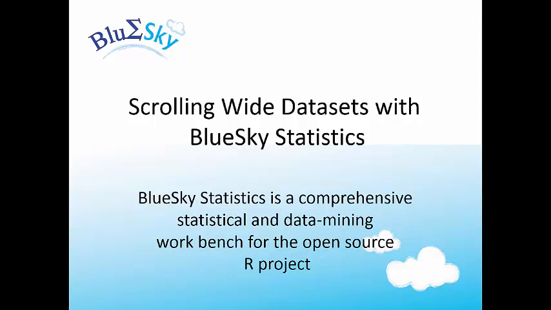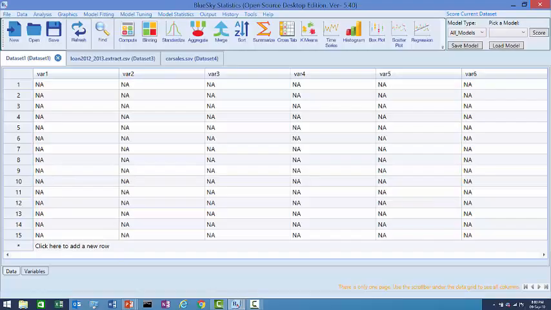Hi and welcome. So we're going to talk about scrolling wide datasets with BlueSky statistics. A wide dataset is a dataset that has a large number of columns or variable names. Let's switch to the application.